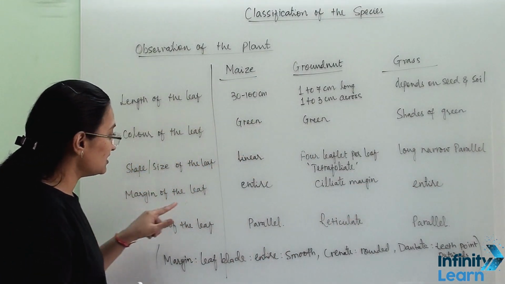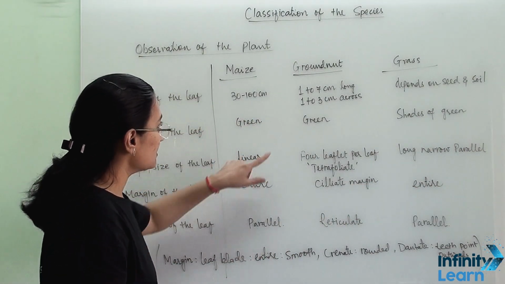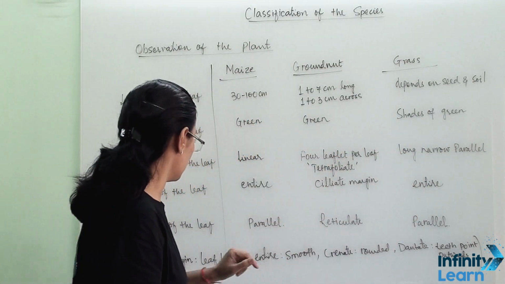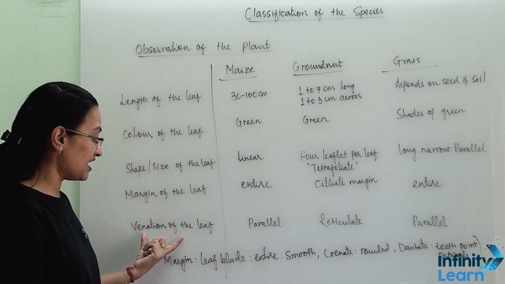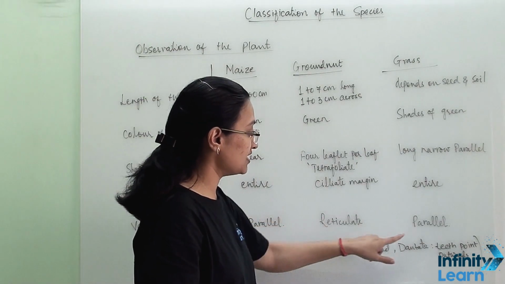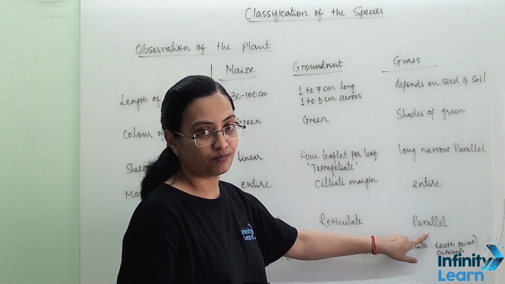Then margin of the leaf. For maize it is entire, for groundnut it is ciliate and for grass it is entire. Then comes venation of the leaf. For maize it is parallel, for groundnut it is reticulate and for grass it is parallel.